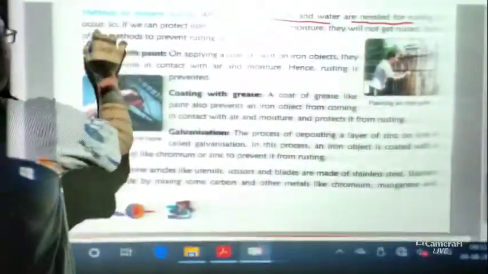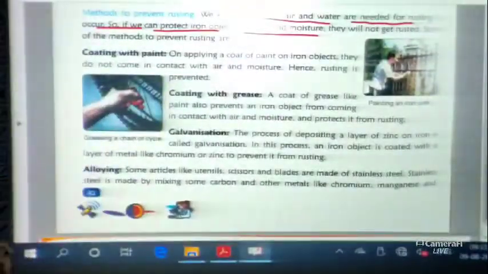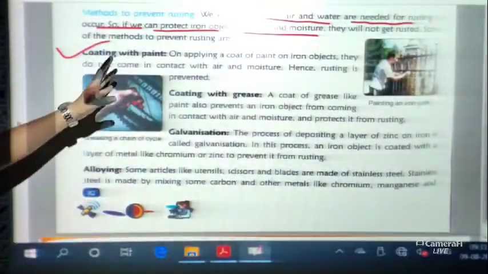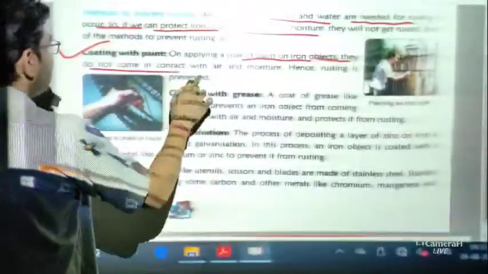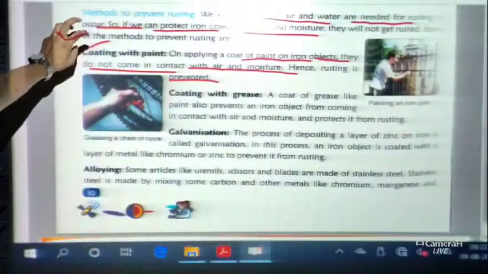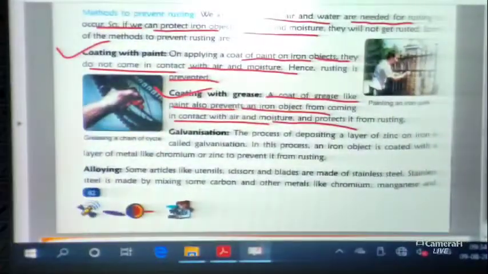We know that both air and water are needed for rusting to occur. So if we can protect iron objects from air and moisture, they will not get rusted. As simple as that. Some methods are there. Coating with paint: on applying a coat of paint on iron objects, they do not come in contact with air and moisture, hence rusting is prevented. So this is one process to prevent rusting. Coating with grease: like paint, grease also prevents iron objects from coming in direct contact with air and moisture, and it prevents rusting.